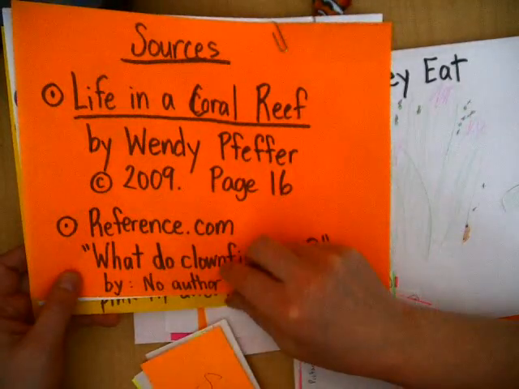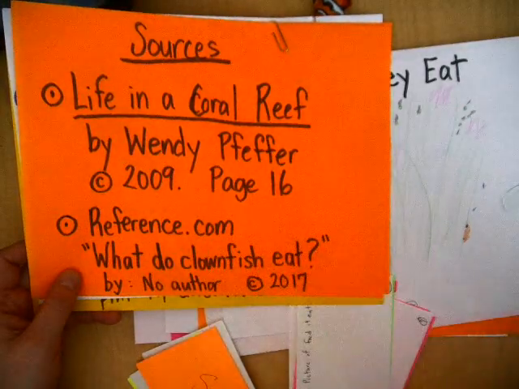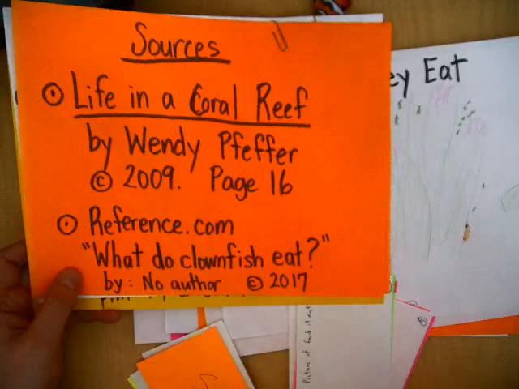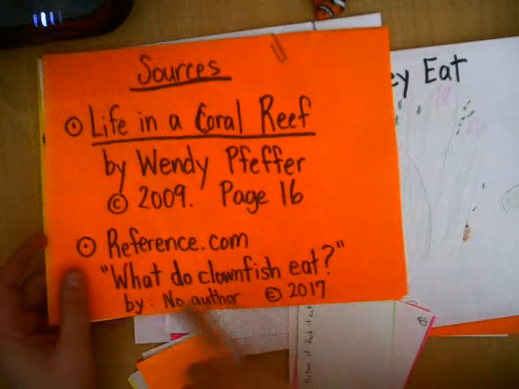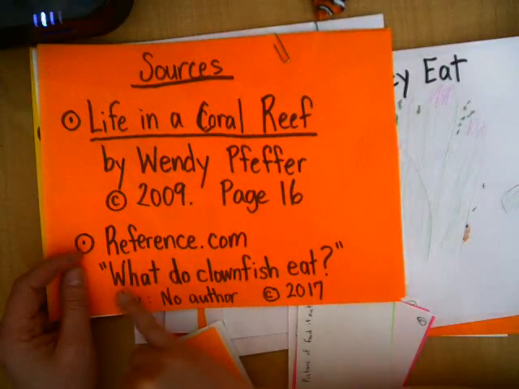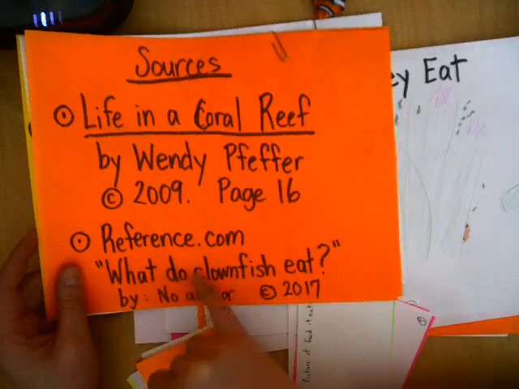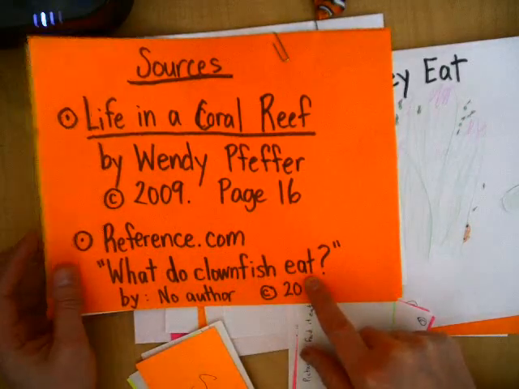Now, articles are much shorter than books. I think we can all agree about that. It's a shorter piece of writing, maybe 1 page or 2 pages. It's very short. So when I write that I read an article, I just write the name of it and I capitalize it. What Do Clownfish Eat? And this was how it was written on the web page.